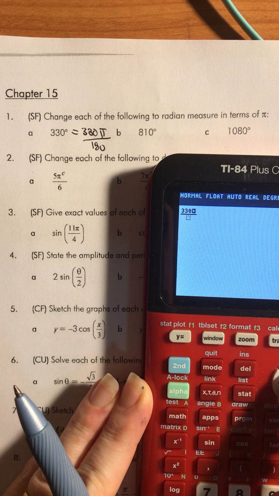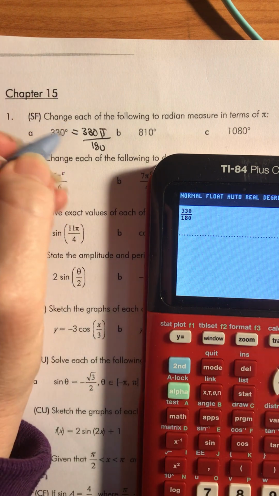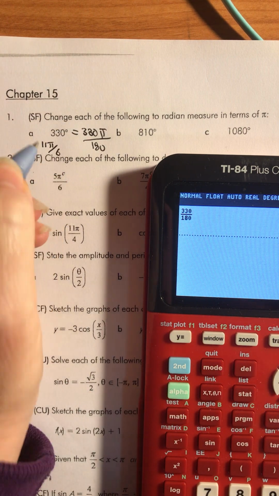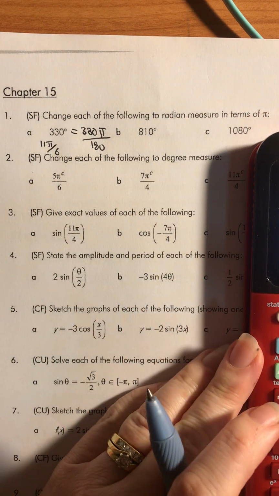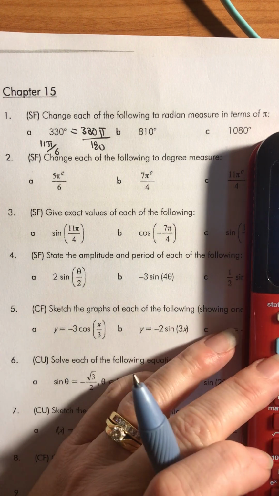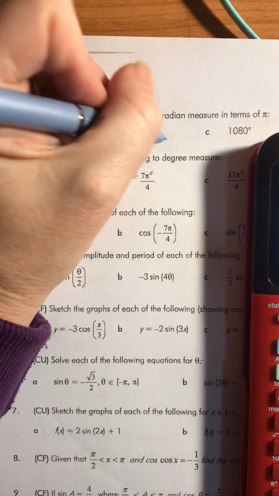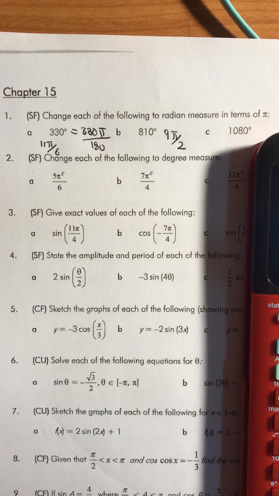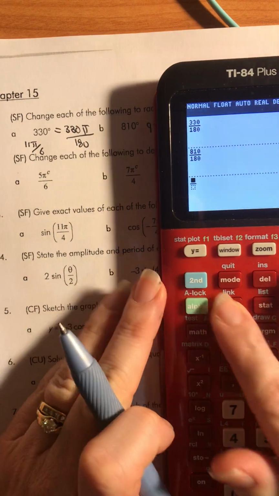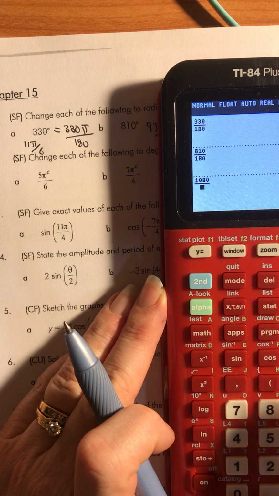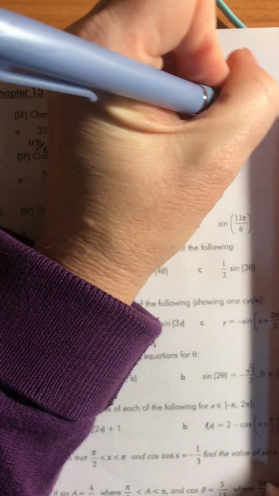I can put the 330 in, I can put the 180, and that reduces it to 11 on 6. So I can write that that will be 11 pi on 6 as my answer there. When I've got my 810, I can do that the same way, use my fraction and put the 810 over 180, and I get 9 pi on 2 for that one. For my 1080, same deal again. I'm pressing that fraction, putting in my 1080 over 180, and that's 6. So I'll get 6 pi for that.